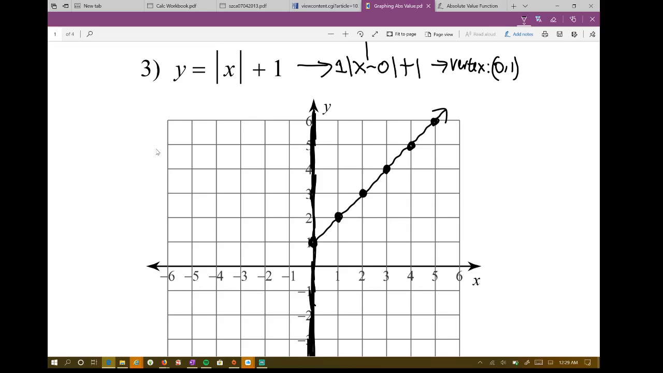If we look at this one, we have... Sorry, guys, give me a second.